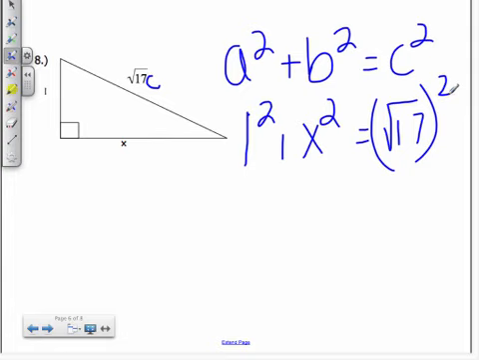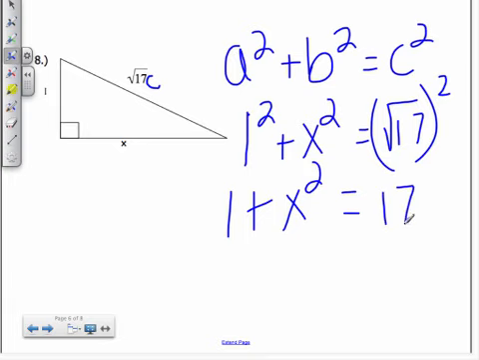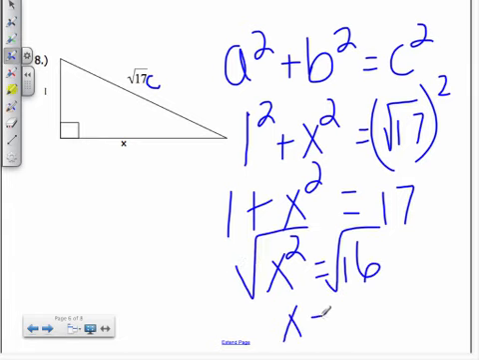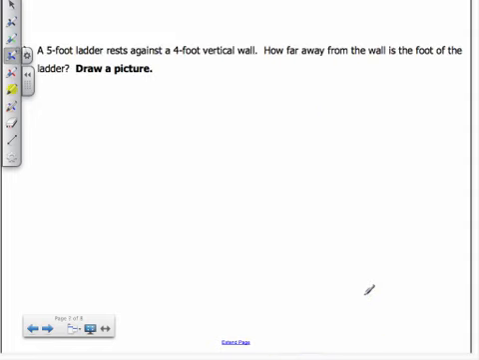Please be careful. Don't tell me that 1 squared is 2, because 1 squared means 1 times 1, not doubling 1. So I end up getting 1 plus x squared equals, remember, if I have a square root and a square, they'll cancel each other out, and I end up getting 17. Subtract the 1 from both sides, I end up getting x squared equals 16. Square root both sides, and that means that x is plus or minus 4, but again, I only care about the positive value.